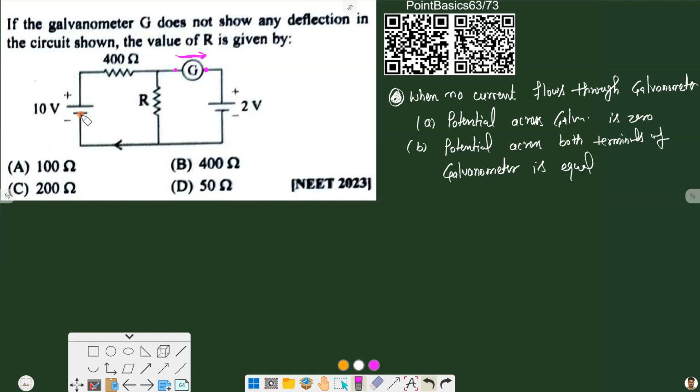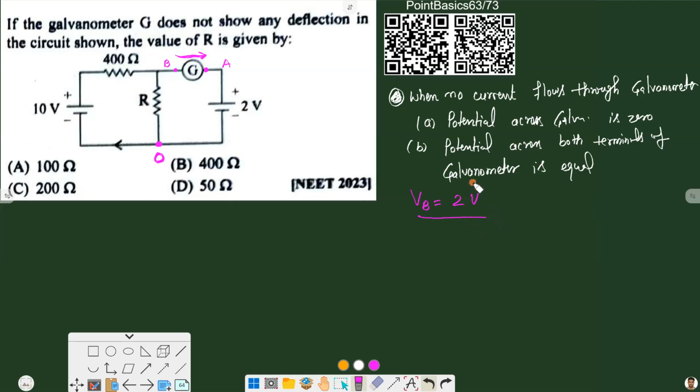Now, as both of these batteries are connected to this point, assume this is our ground, point O. This is our point A and this is point B. With respect to O, which is ground, the potential of A is 2 volts because between O and A there is a 2-volt battery. And as no current is flowing, the potential at B should also be 2 volts, only then this condition will be satisfied. So from this we can conclude that the potential at point B is equal to 2 volts.